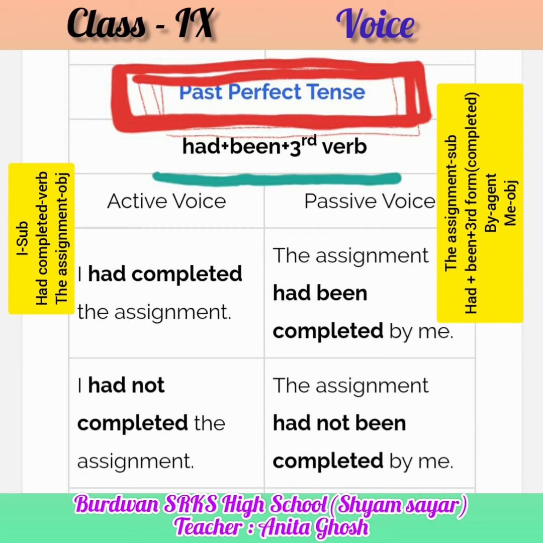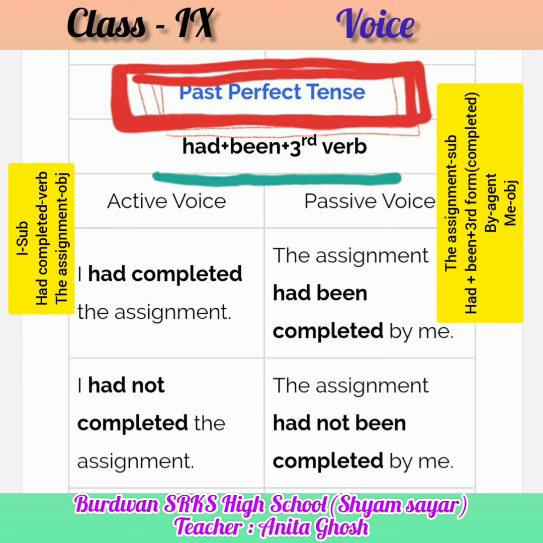You see, in the active form, I had completed the assignment. It is in the active voice. Here I is the subject, had completed is the verb, and the assignment is the object. So if we change it into passive voice, as per the rule, we have to change the object in the active voice into the subject in the passive voice. So the assignment becomes the subject. At first we write the assignment as subject. With it, had been. As per the norms of the past perfect tense, to change it into passive, we have to write had, with it been, and then the third form of the main verb, that is completed.